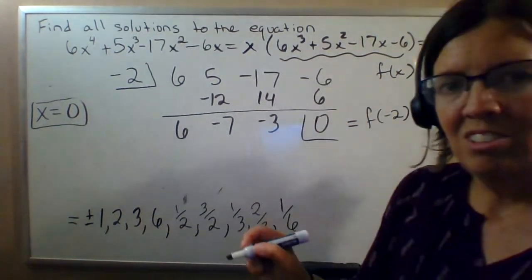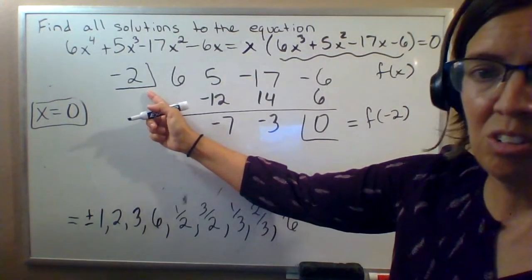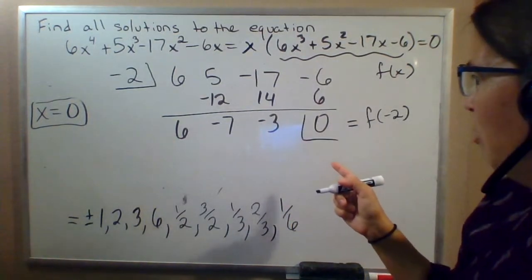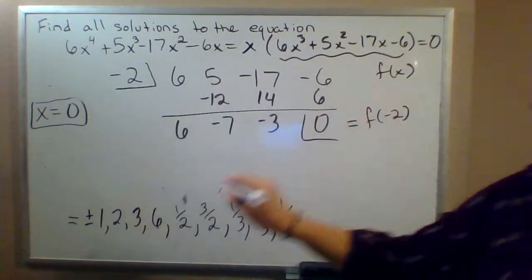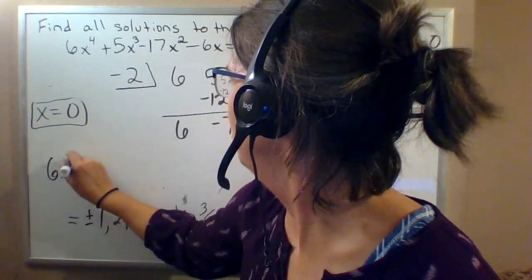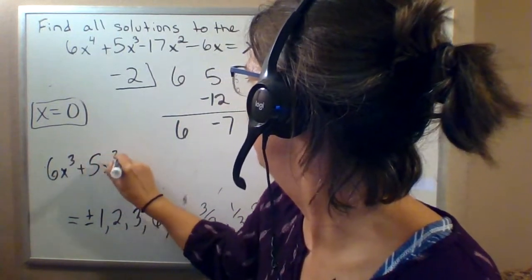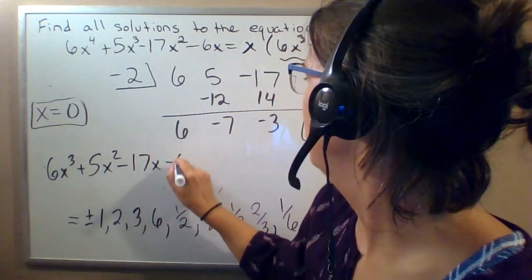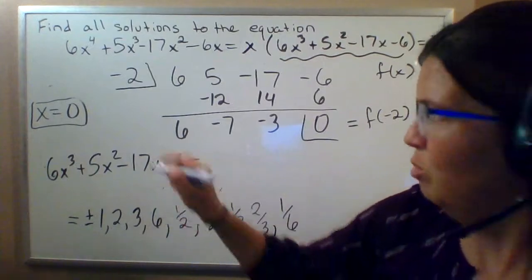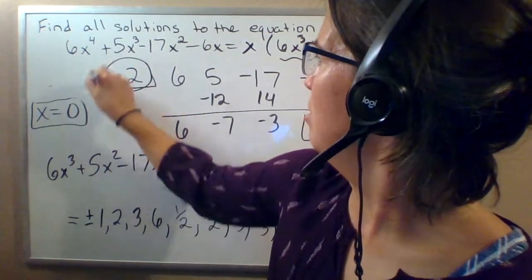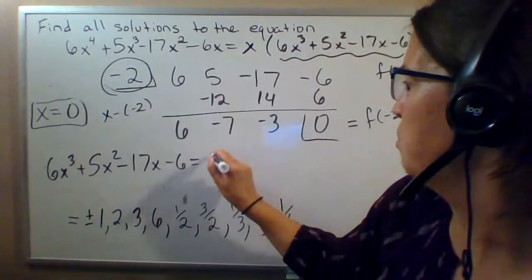So I'm cheating a little bit, hopping to negative 2, but it turns out that negative 2 does divide out cleanly here with the synthetic division. So what that tells us is that this polynomial here, which I guess I'll rewrite, plus 5x squared minus 17x minus 6 is equal to x minus negative 2. So if negative 2 is the value we put here, then we're thinking about the factor x minus negative 2, which is x plus 2.